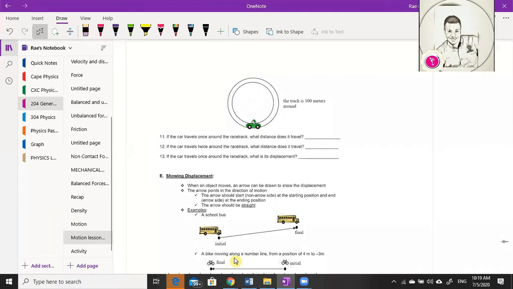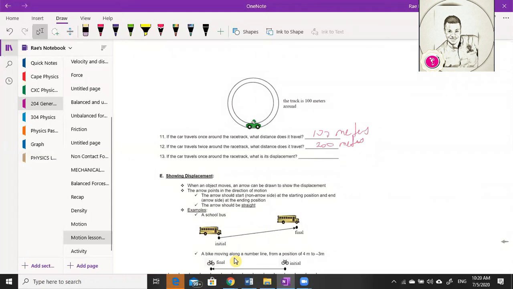Now, here is a question. If the car travels once around the racetrack, what distance does it travel? 100 meters. Good. Now, if the car traveled twice around the racetrack, what distance does it travel? 200 meters.